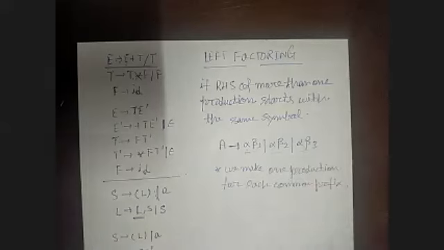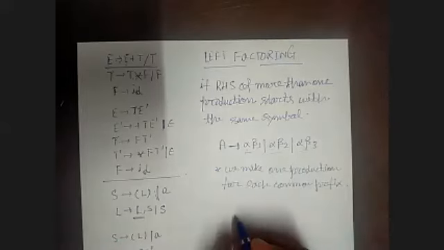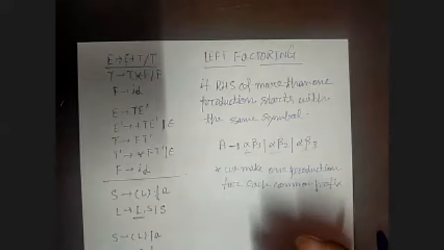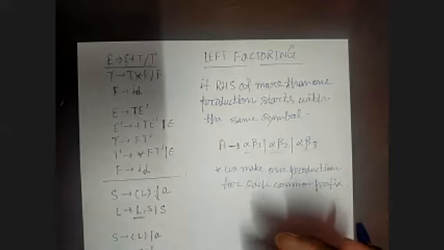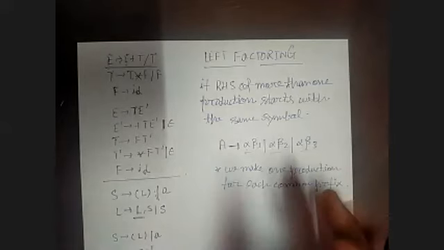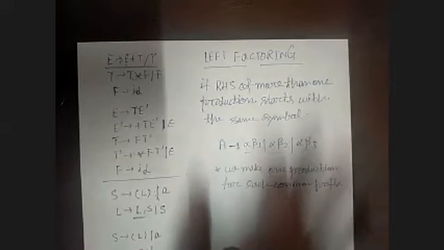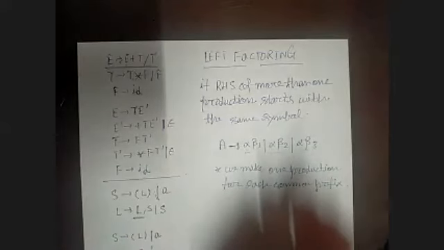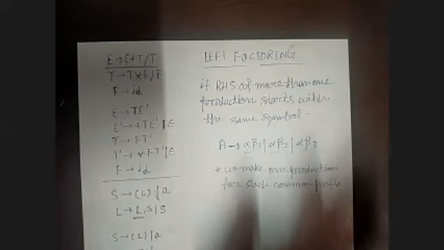In this example, alpha is a common prefix. Second point, the common prefix may be terminal or non-terminal, or a combination of both. So the common prefix may be terminal, non-terminal, or a combination of terminal and non-terminal. Everything is possible. Third point, in left factoring, the rest of the derivation is added in the new production.